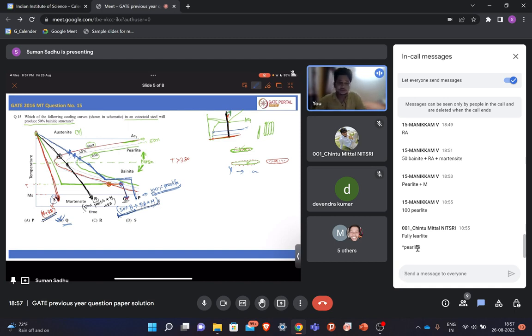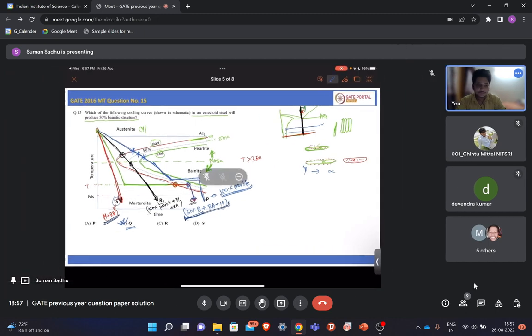So everyone understood how we are getting different fractions of phase, different morphology of phase, depending on the cooling rates? So now you can tell what is the significance of this C curve, or the TTT curve, that is transformation temperature and time. Everyone understood?